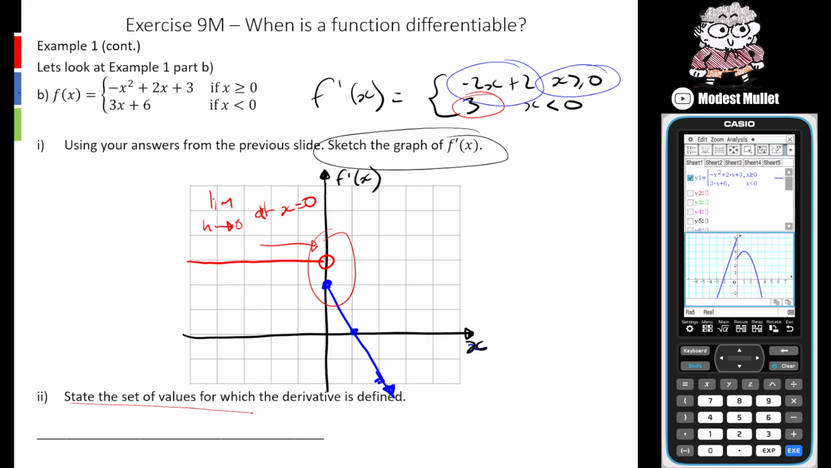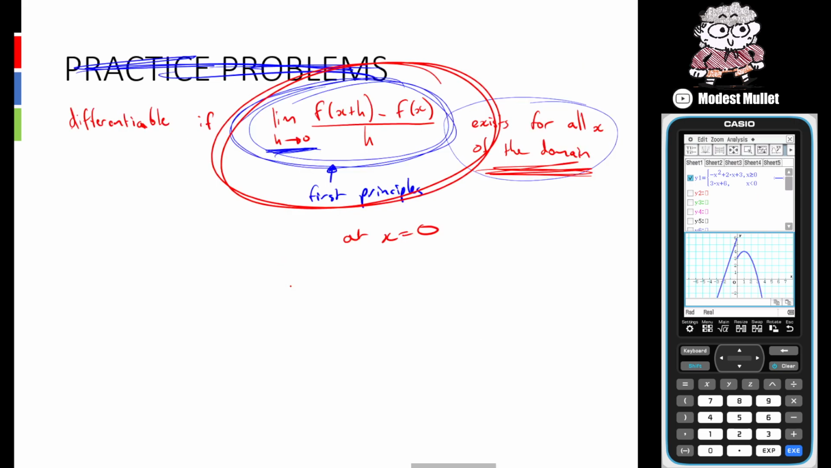So state the set of values for which the derivative is defined. Well, the derivative is defined for all real values except at x equals 0. We can't figure out what the derivative is there at that point.